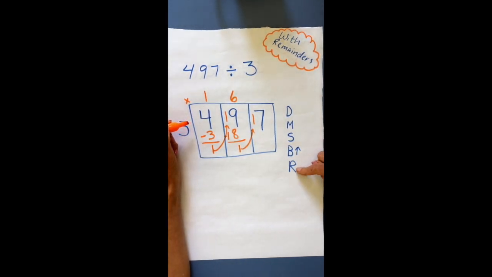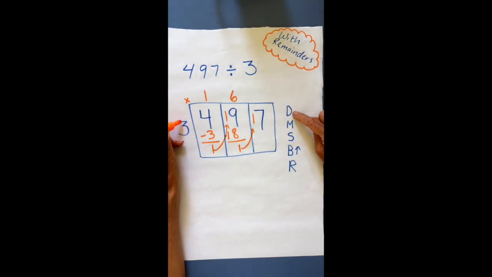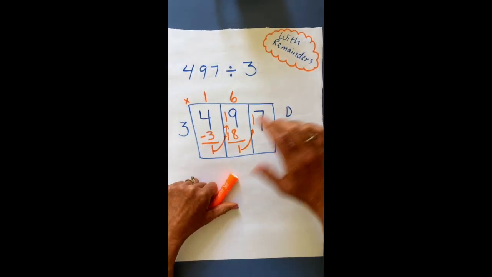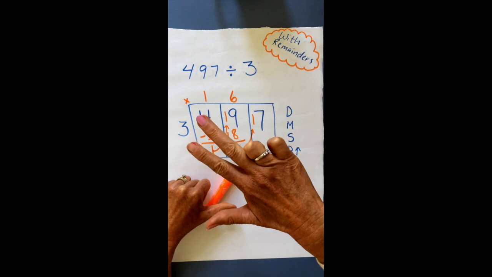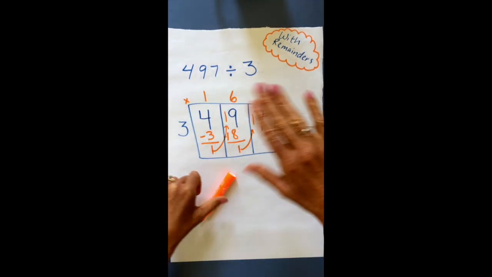Okay. Then it says I have to repeat. I'm in my last column now, so I'm going to divide. How many 3s are in 17? 3, 6, 9, 12, 15, 18. Too many, so that would be 5.